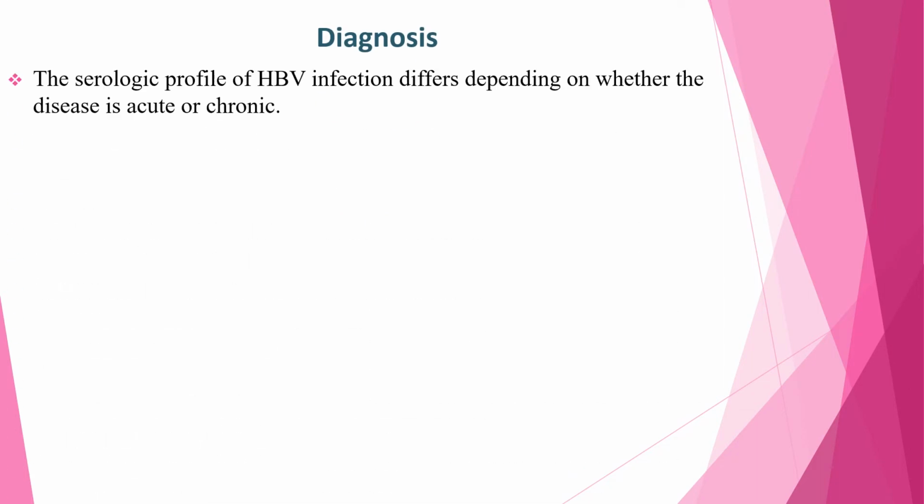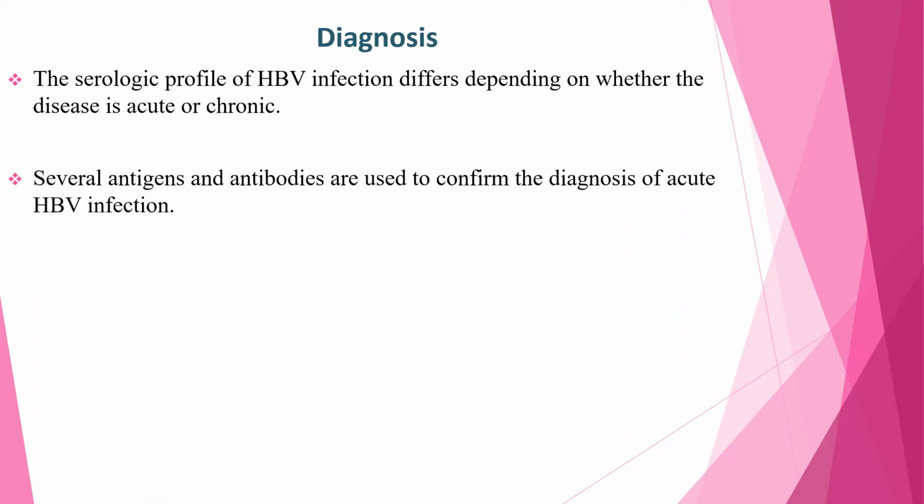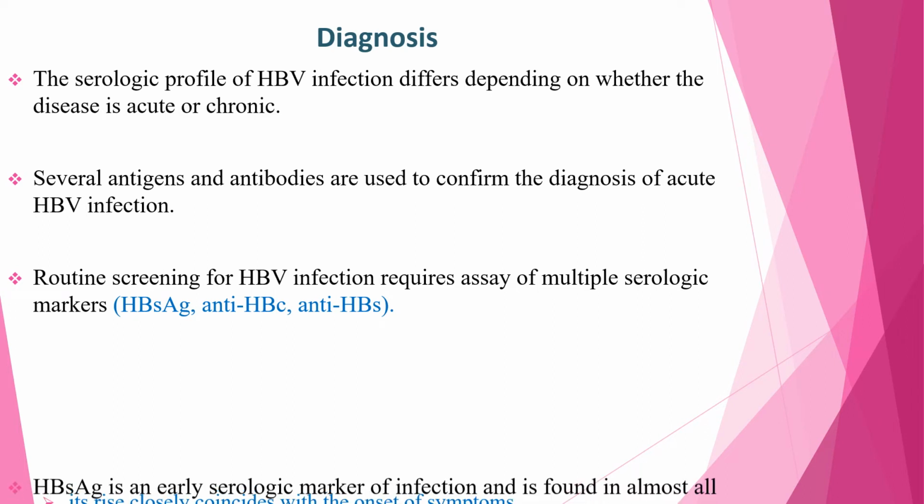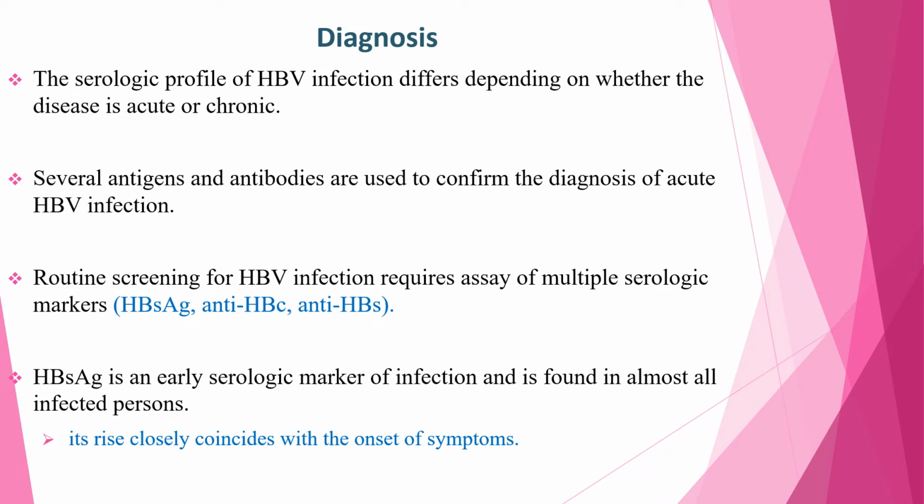When we look at the diagnosis of hepatitis B virus infection, the serologic profile differs depending on whether the disease is acute or chronic. Several antigens and antibodies are used to confirm the diagnosis of acute hepatitis B virus infection. Routine screening requires assay of multiple serologic markers such as hepatitis B surface antigen, anti-hepatitis B core antibody, and anti-hepatitis B surface antibody. Hepatitis B surface antigen is an early serologic marker of infection, and it is found in almost all infected persons, and its rise closely coincides with the onset of symptoms.